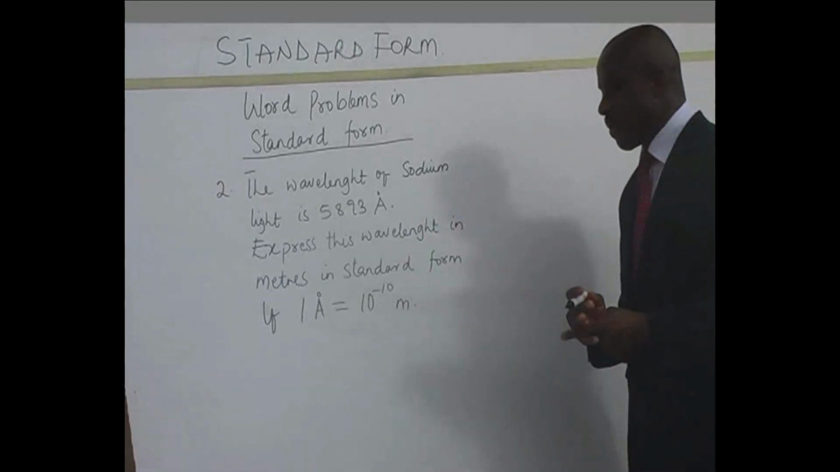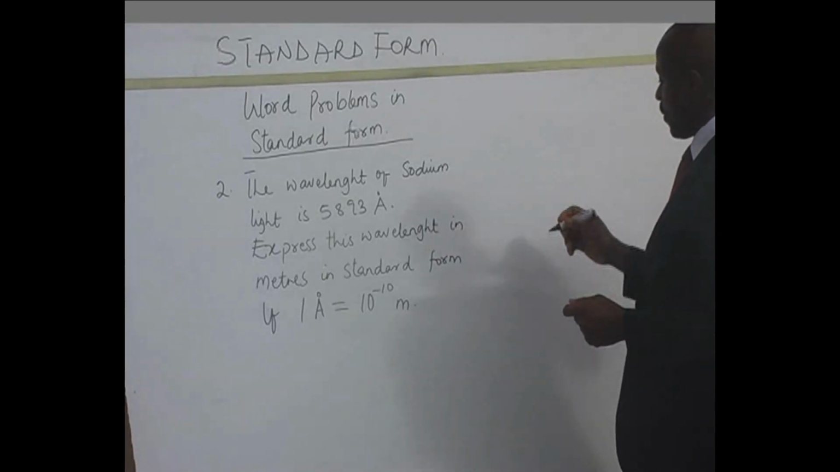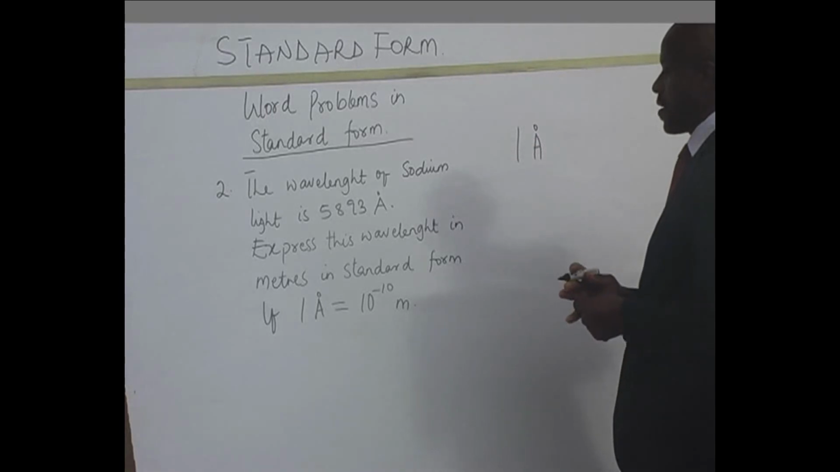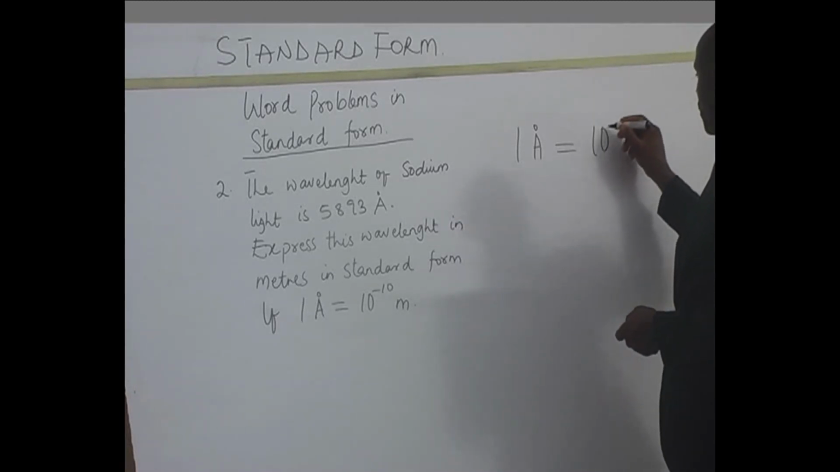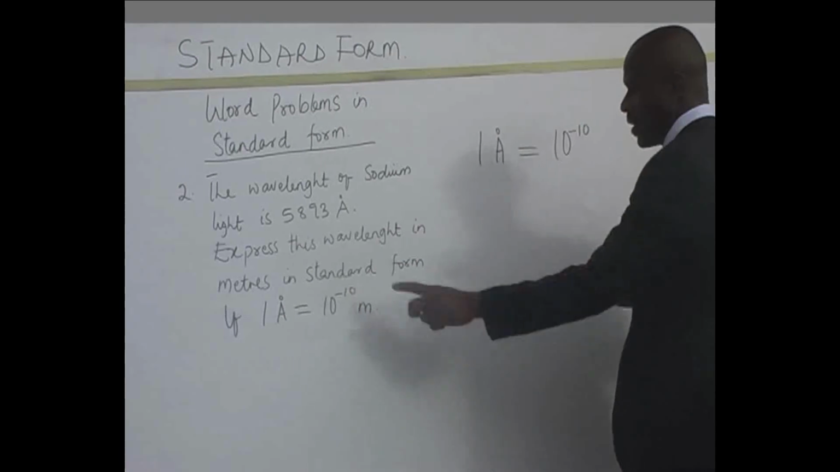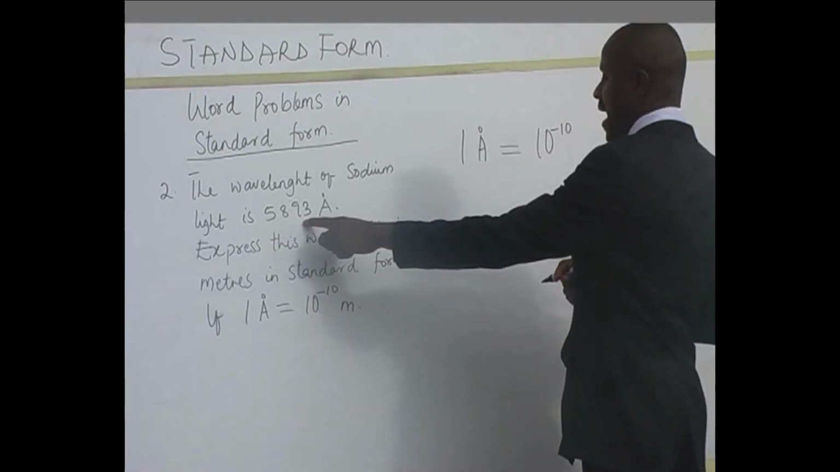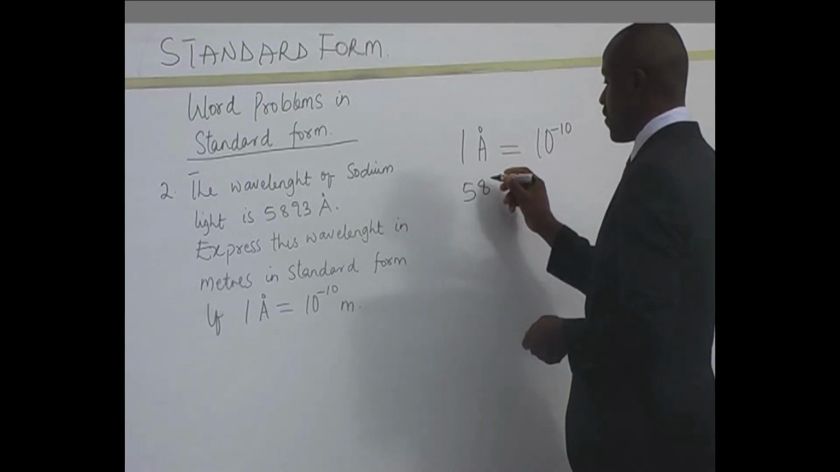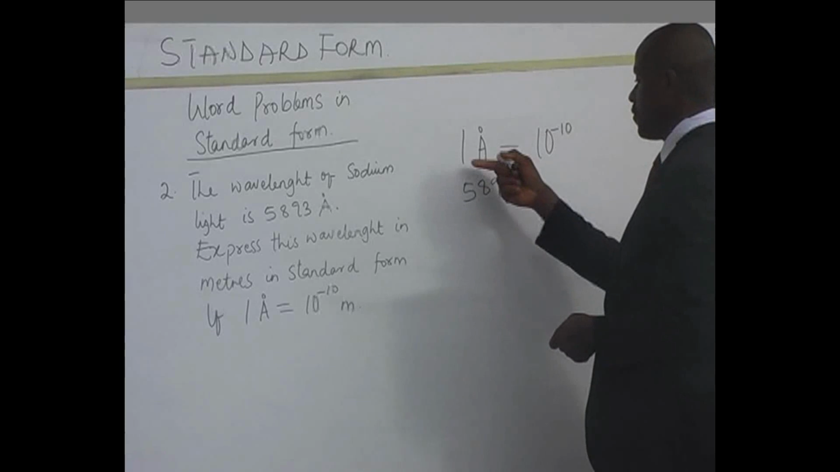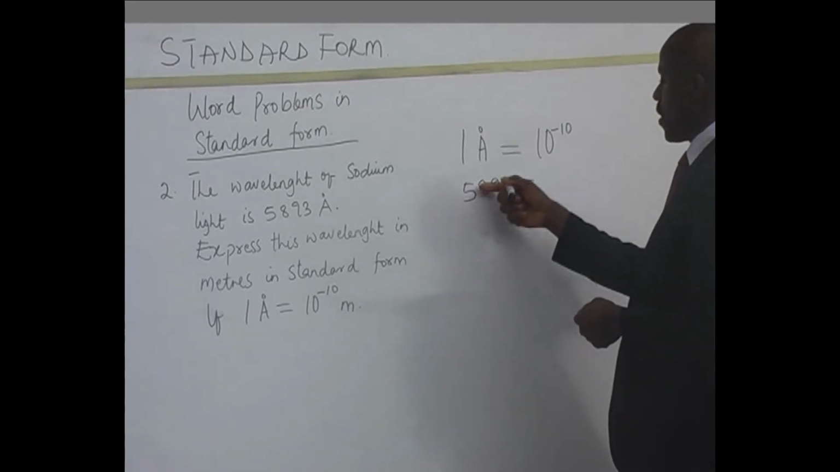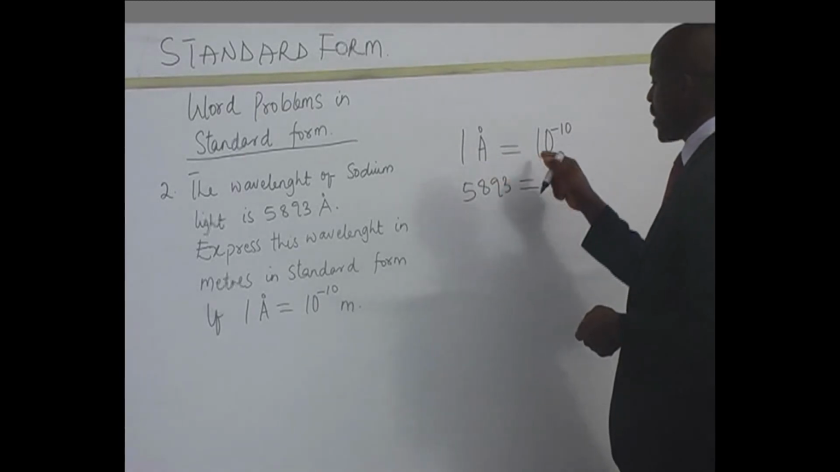You are going to start solving this problem by saying one of this measure of wavelength is equal to 10 exponent minus 10. Therefore, the value that is given, 5,893 of the wavelength, that means 5,893 of the same wavelength. Normal proportion is going to be equal to, when more, less we divide. Divide this by 1 and multiply it by that equivalent of 1.